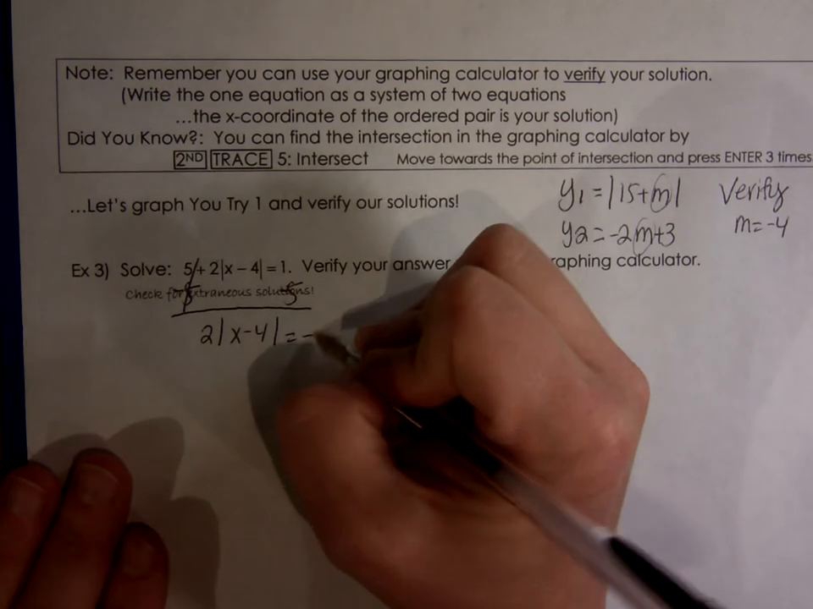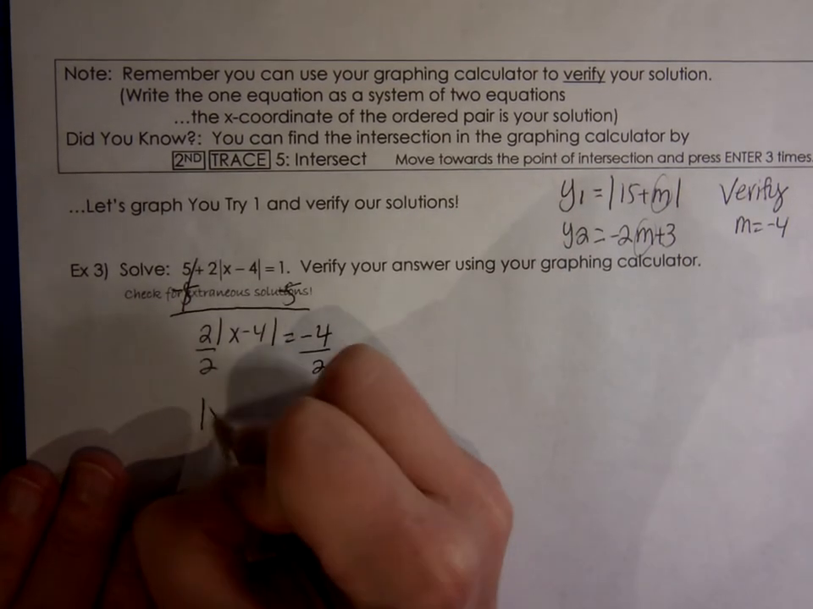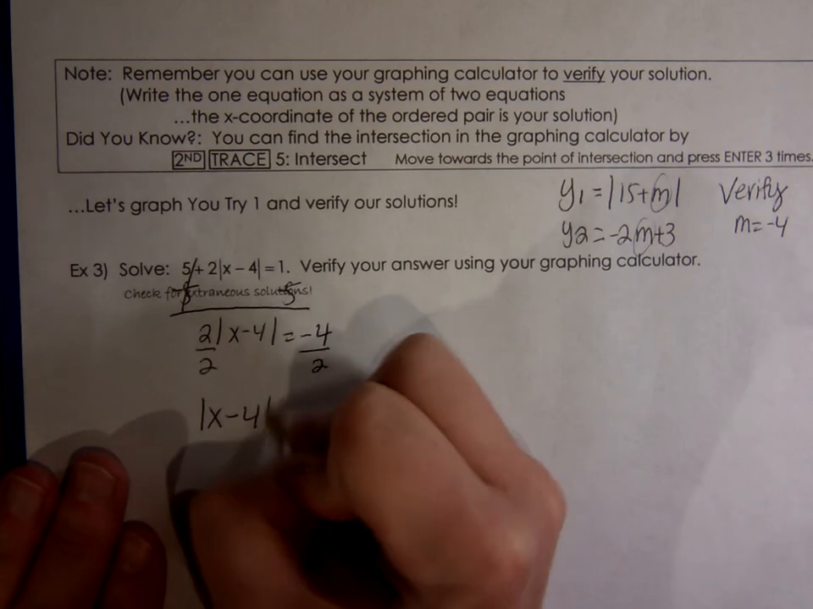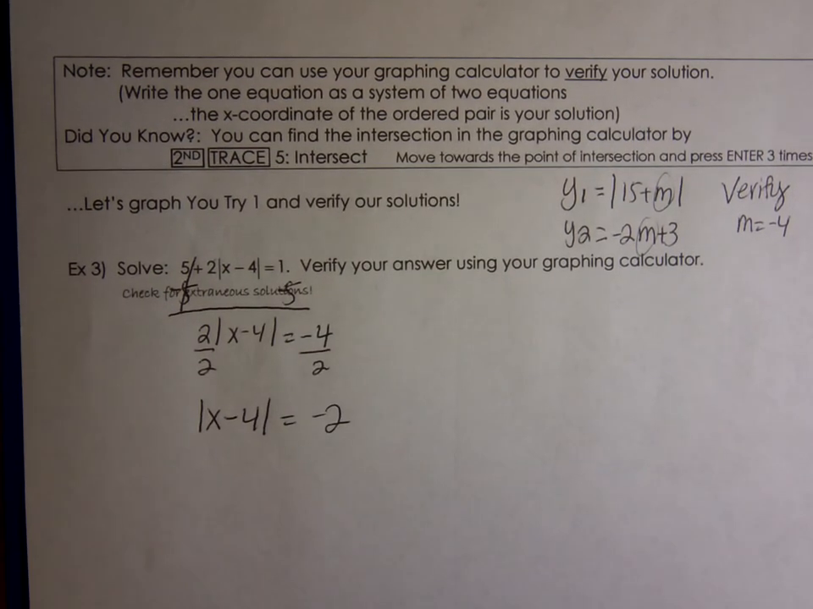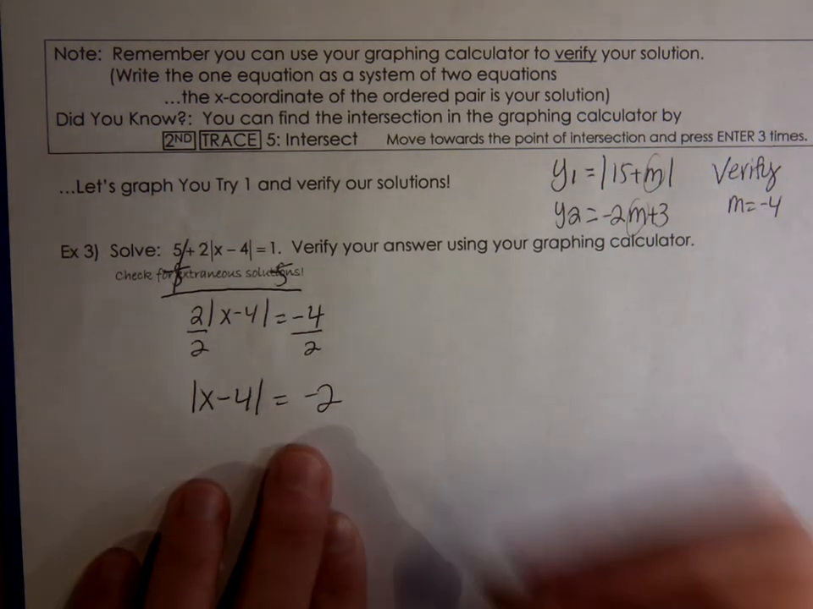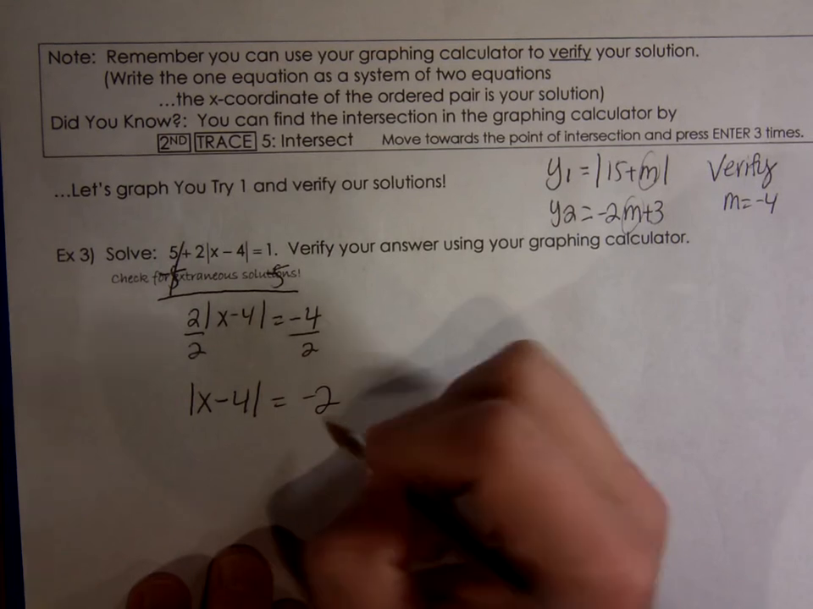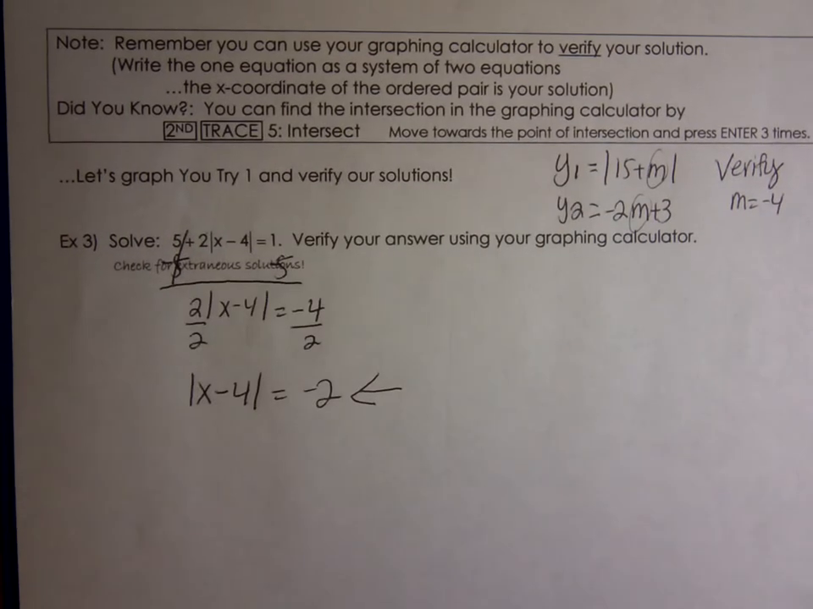Now I'm going to divide both sides by 2, and when I do that, I'm left with the absolute value of x minus 4 is equal to negative 2. And I'm actually going to stop right here, because whenever you see that you have an absolute value of something equal to a negative number, this tells you that there is no solution, because absolute value represents the distance that something is away from 0. And how can distance equal a negative number?